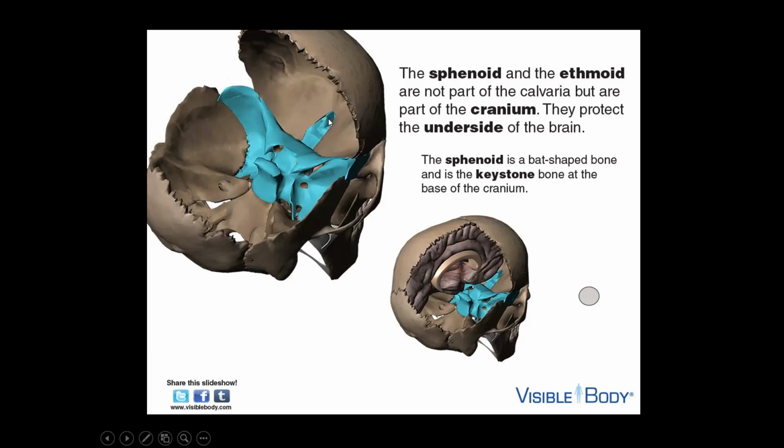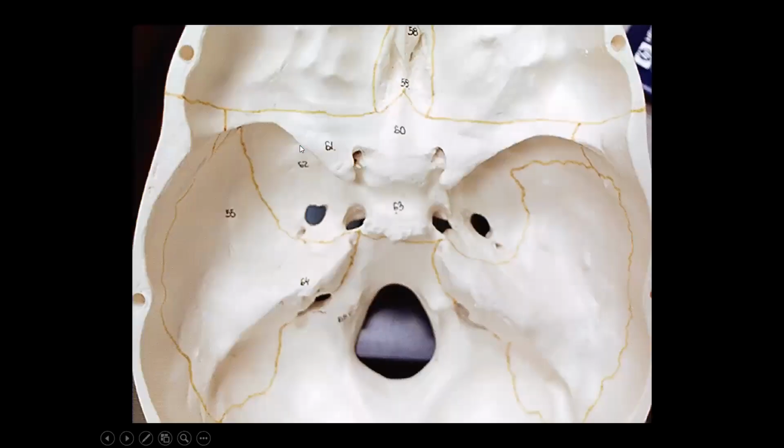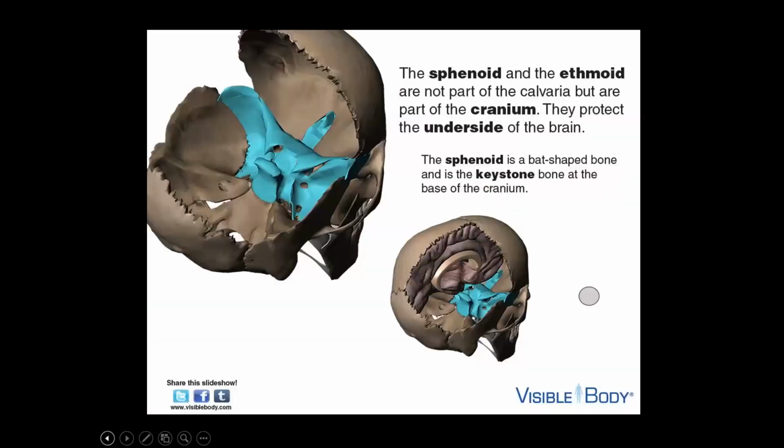This little bone up here is the ethmoid. The ethmoid bone serves as a passageway for olfactory nerves. The receptors for the olfactory nerves are for our sense of smell. The receptors are located in the upper region of the nasal cavity.